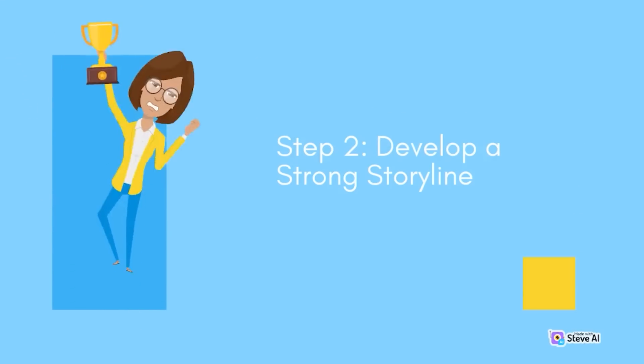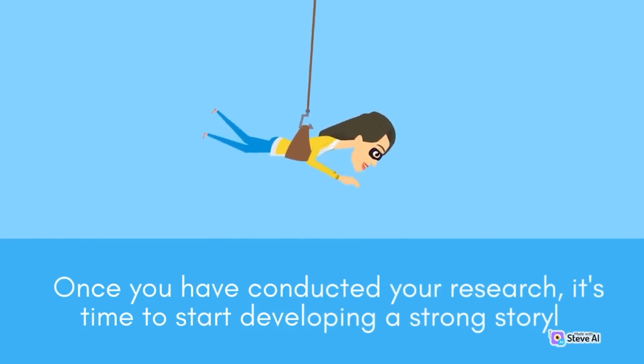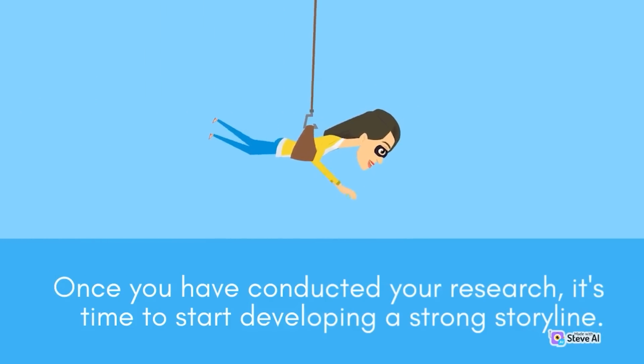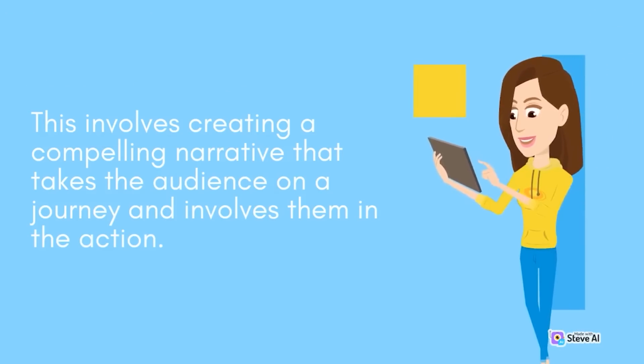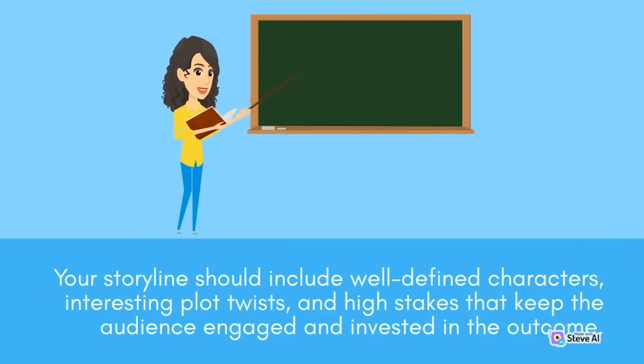Step 2: Develop a strong storyline. Once you have conducted your research, it's time to start developing a strong storyline. This involves creating a compelling narrative that takes the audience on a journey and involves them in the action. Your storyline should include well-defined characters, interesting plot twists, and high stakes that keep the audience engaged and invested in the outcome.